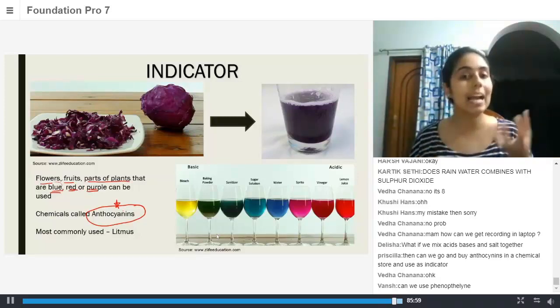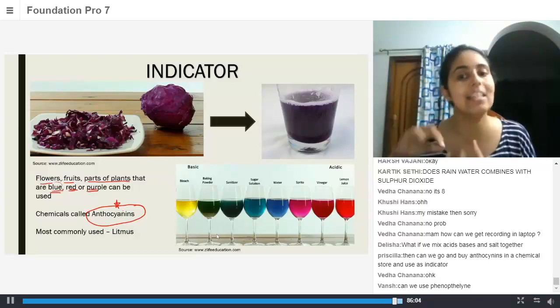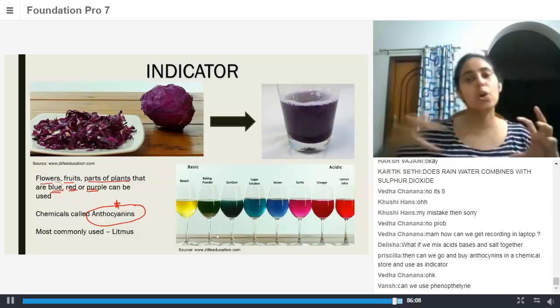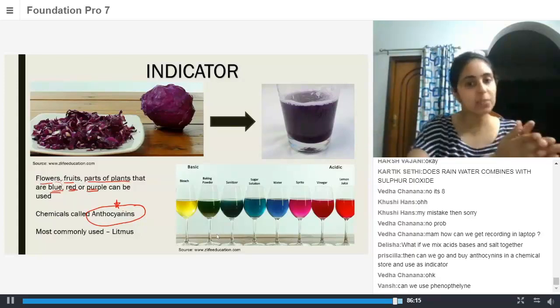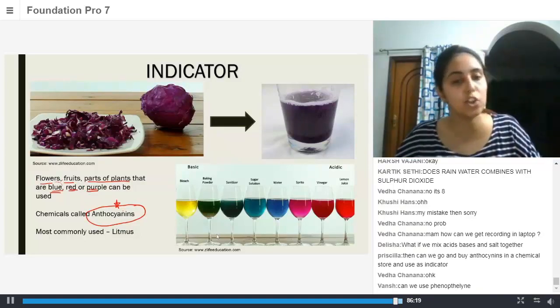In the second one, I add baking powder. It turns green in color. Then I add sanitizer and it becomes bluish green in color. Then sugar solution, blue in color. So on and so forth. As you can see, whenever I take anthocyanin as my indicator, these will be the colors that will be produced, and it will tell you if something is a strong acid.